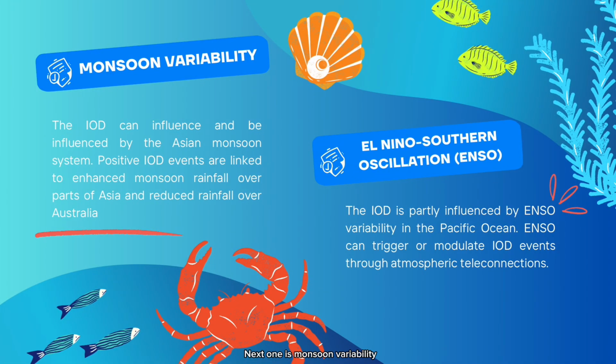Next one is monsoon variability. The IOD can influence and be influenced by the Asian monsoon system. Positive IOD events are linked to enhanced monsoon rainfall over parts of Asia and reduced rainfall over Australia. For El Nino Southern Oscillation, the IOD is partly influenced by ENSO variability in the Pacific Ocean. ENSO can trigger or modulate IOD events through atmospheric teleconnections.